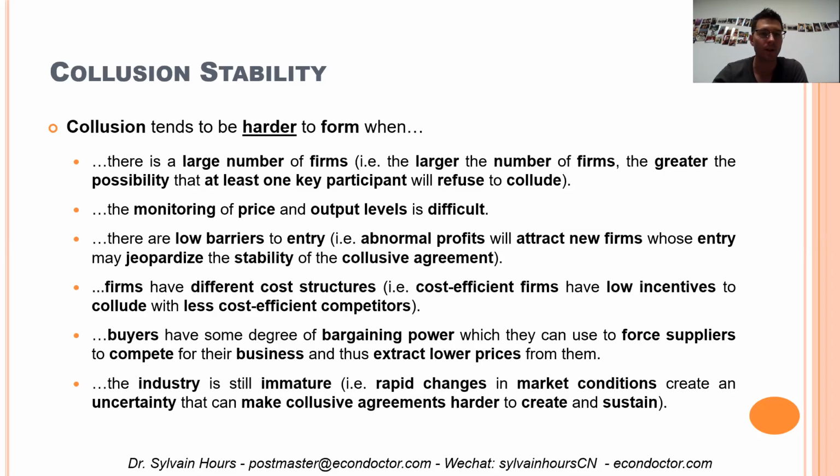Any other questions about the factors that make it more difficult to achieve a collusive agreement? Can the cooperative be seen as part of collusion? Yes, of course. A collusive agreement is a cooperative behavior where firms will not fight, they will cooperate in order to maximize their joint profit.